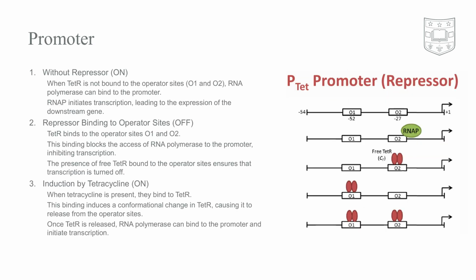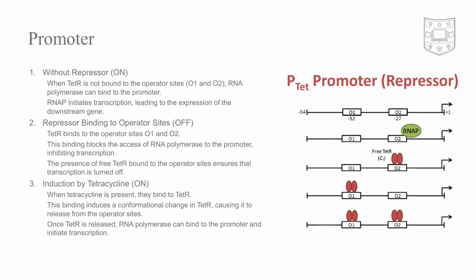complex challenges. Promoters play a central role in gene expression by serving as binding sites for RNA polymerase, the enzyme responsible for initiating transcription. In this example, the PTET promoter illustrates how transcription can be regulated by repressors. In the absence of a repressor, the promoter is active, allowing RNA polymerase to bind and initiate transcription of the downstream gene. This is the on state.